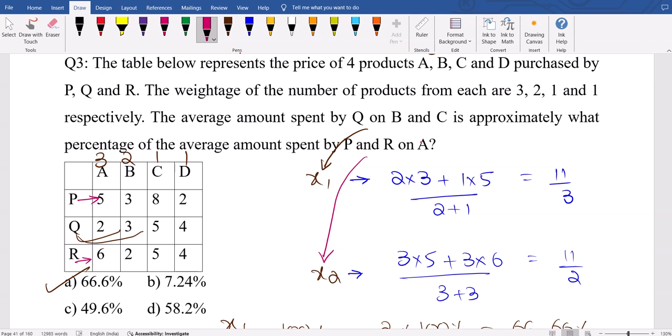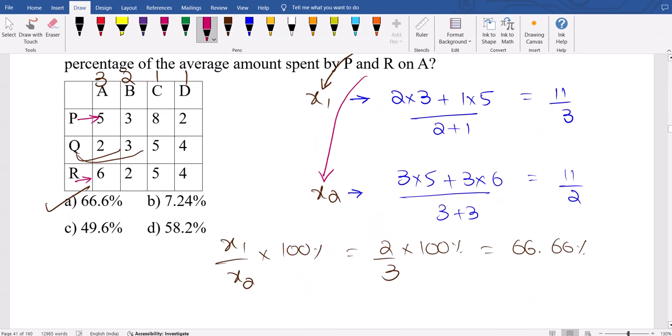Now the question is, the first one is approximately what percentage of the second one? X1 is what percentage of x2 means x1 divided by x2 into 100 we need to calculate. That's nothing but 266 2 by 3 percentage. So among options, we can go with option A.